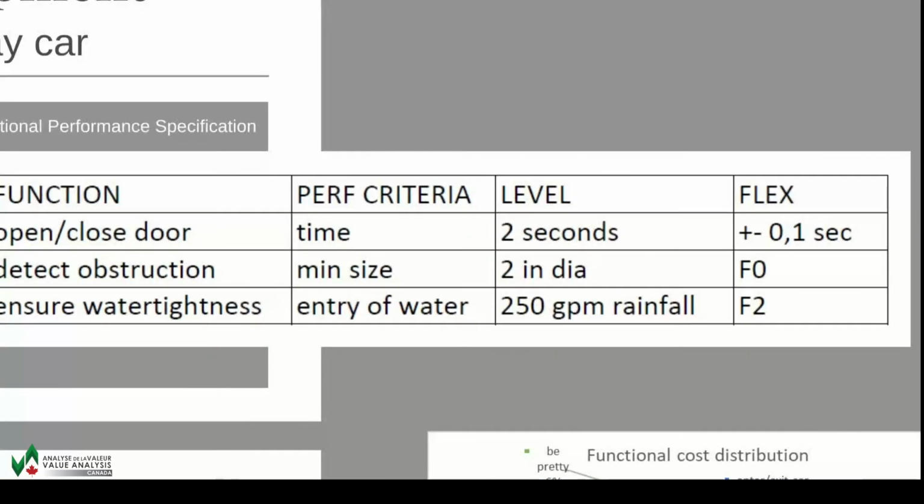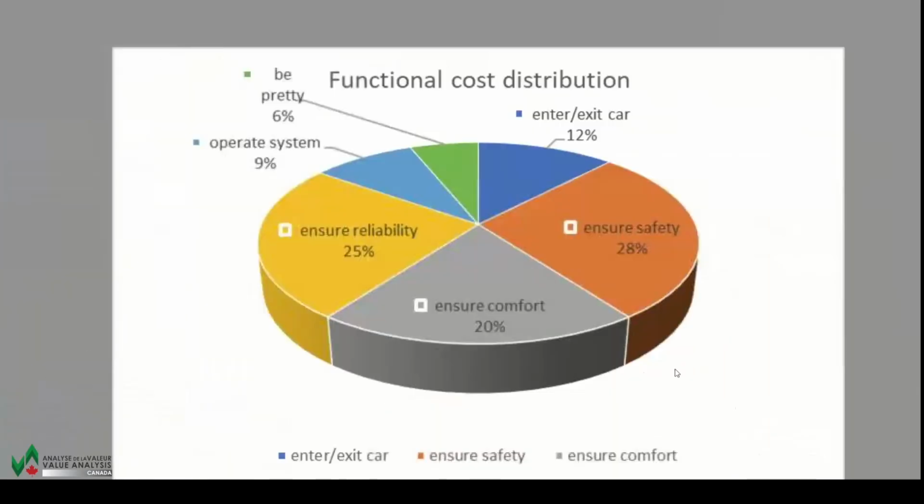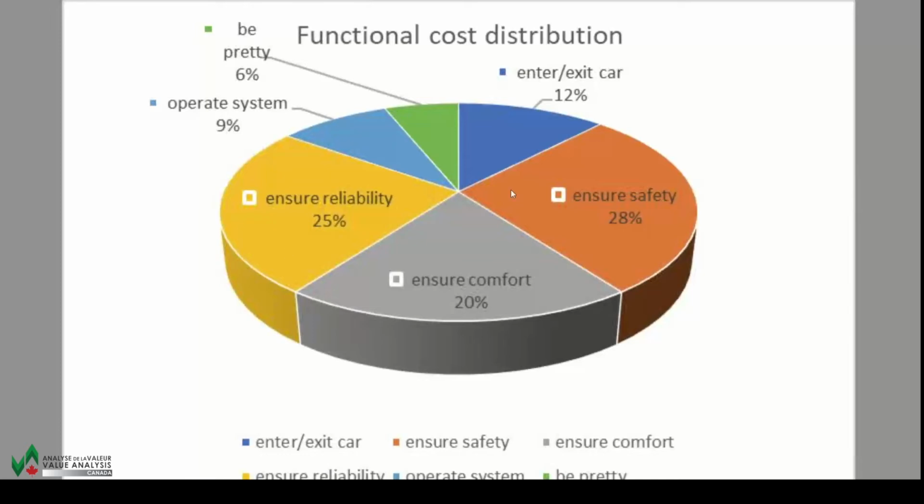Another thing that we did with these guys is do a functional cost distribution. So each of these branches, you're able to associate the solutions that you plan to use to design the door system. And for example, here, the basic function, enter, exit car, was 12% of the total cost of the door system. 28% was there to ensure safety. And then the client said, well, sure, it has to be safe. There's all kinds of people that come and take the train. So we have to make sure it's really safe.